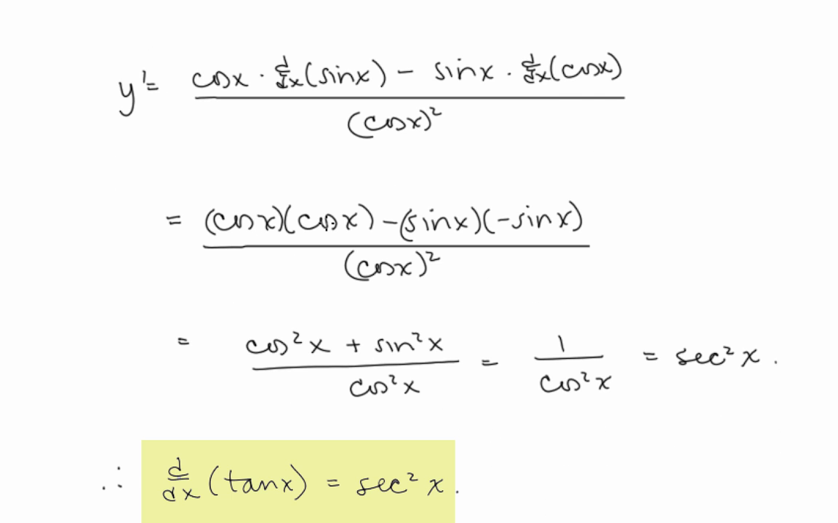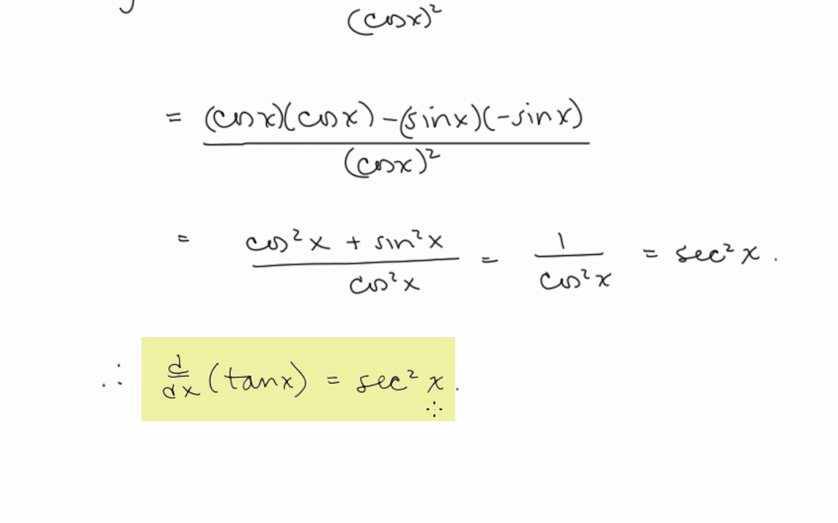Cosine x quantity squared can be written as cosine squared x. Here the negatives become a positive and we get sine squared x, so our numerator is cosine squared x plus sine squared x, which we know is equal to 1 for all x. And we have a cosine squared x in the denominator. So we have 1 over cosine squared x, this is secant squared x. So the derivative of tan x is equal to secant squared x.